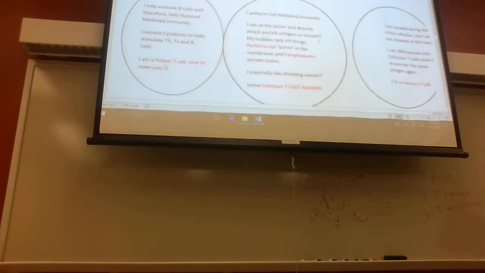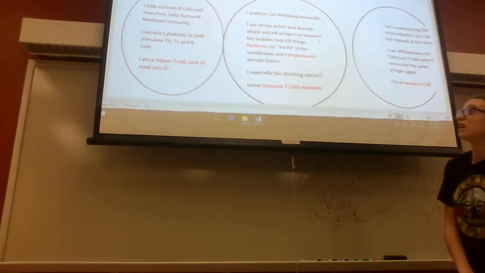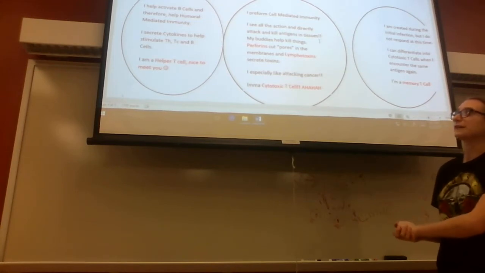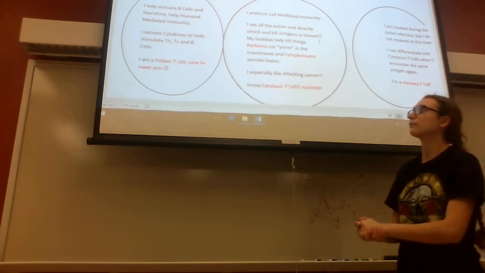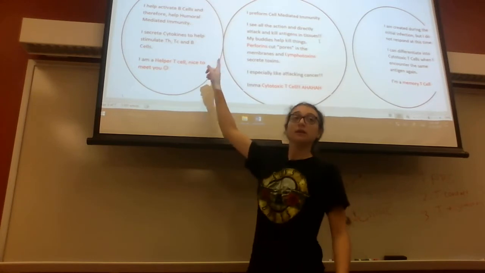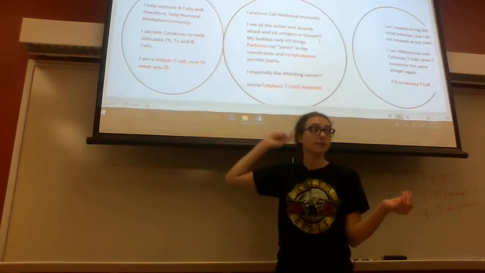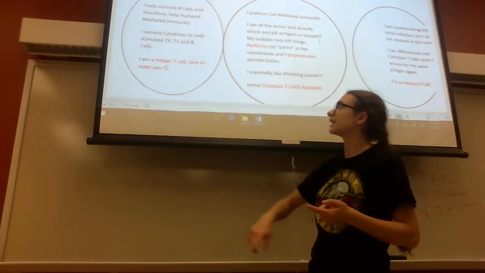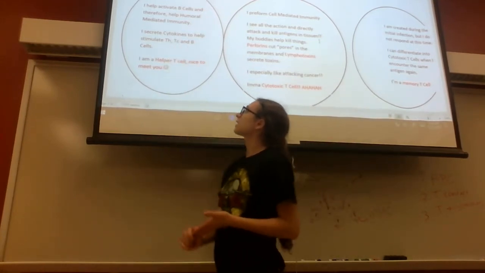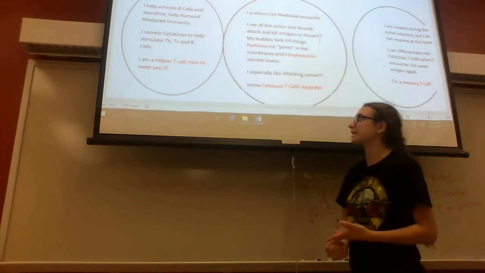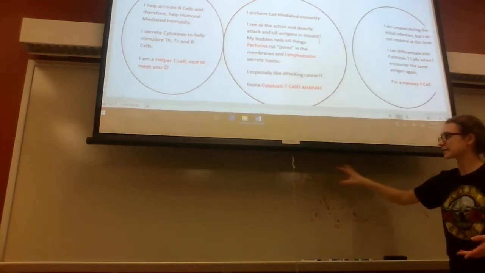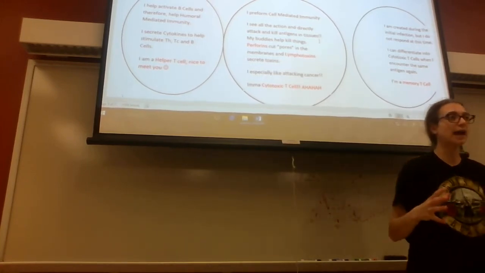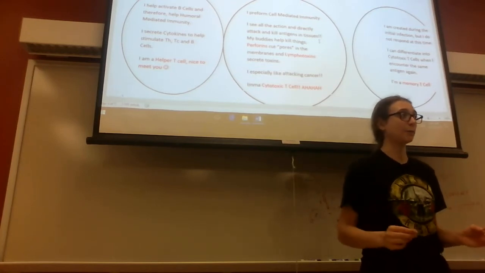So this next portion is which T cell am I? So you have 3 types of T cells, and these are like little definitions. I help activate B cells and therefore help humoral mediated immunity. So this T cell helps with B cells, right? I secrete cytokines to help stimulate the T helper cells, the cytotoxic T cells, and B cells. So the first T cell that ever becomes activated is a helper T cell.